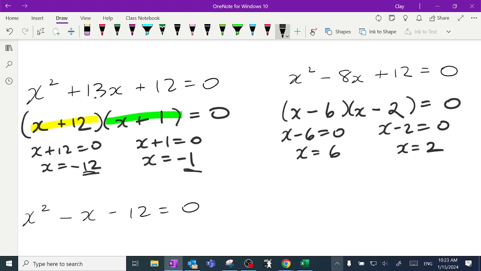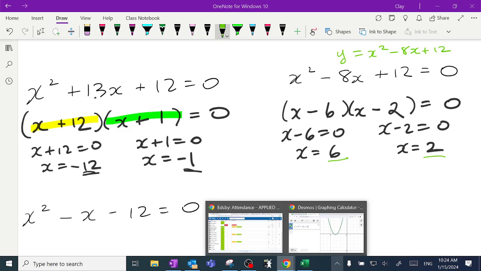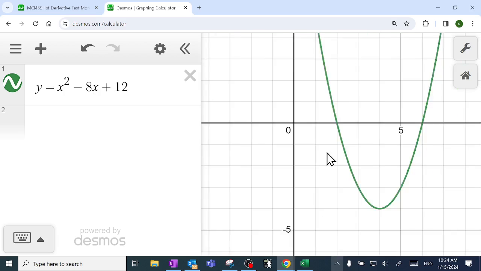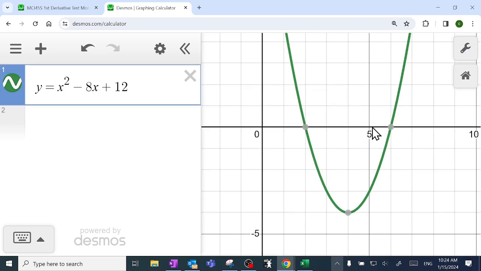So once again, and you don't have to write this part down if you don't want to, but how this relates to the other stuff we've been doing throughout this unit is, if this had been y equals x squared minus 8x plus 12, it would have x-intercepts at positive 6 and positive 2. And again, we can show you that. So y equals, so negative 8x instead of plus 7x. Watch the x-intercepts move to positive 2 and positive 6.